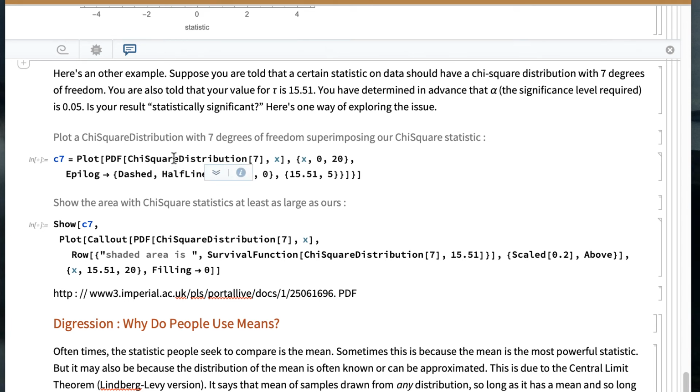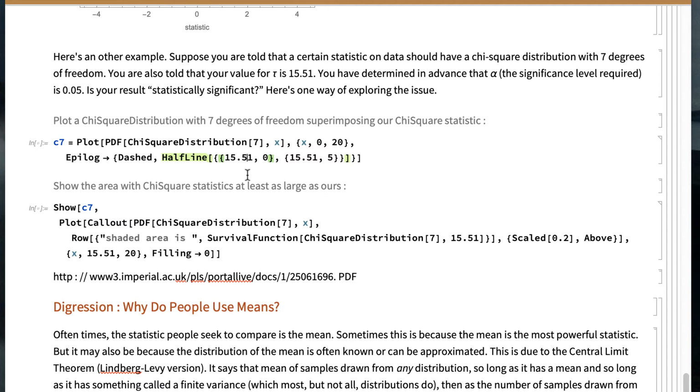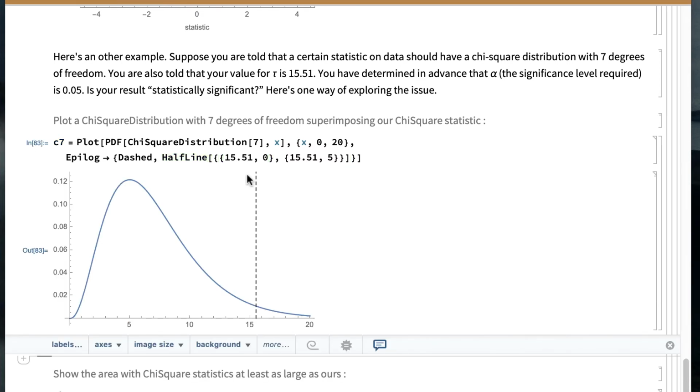So let's again look at a plot of the PDF of the chi-square distribution with 7 degrees of freedom, and we'll superimpose on that a little line where x is equal to 15.51. Okay, so what do we see? First of all, we see that this is not a symmetric distribution. Therefore, use of a two-sided p-value is almost certainly inappropriate.